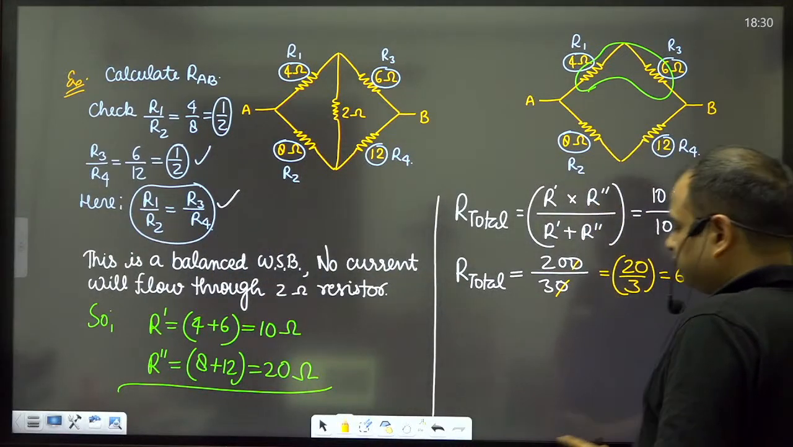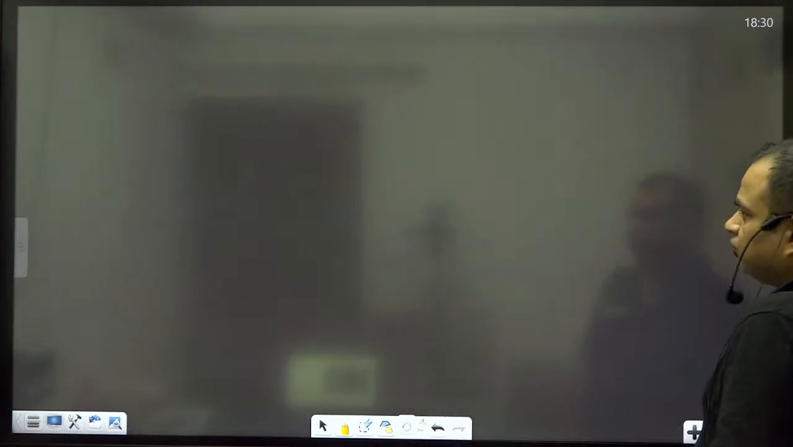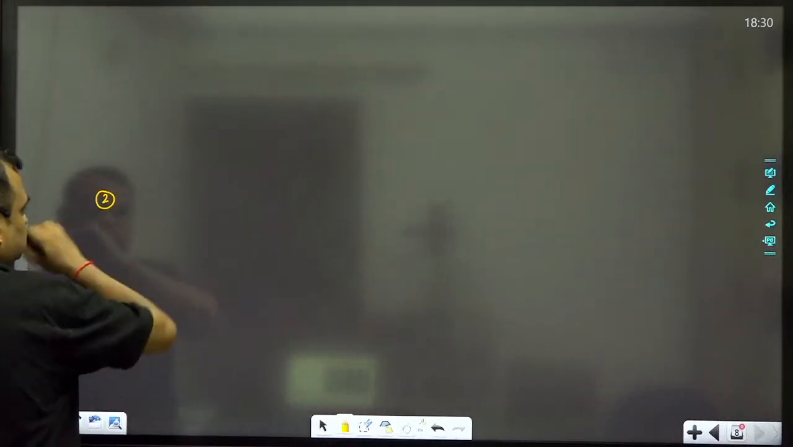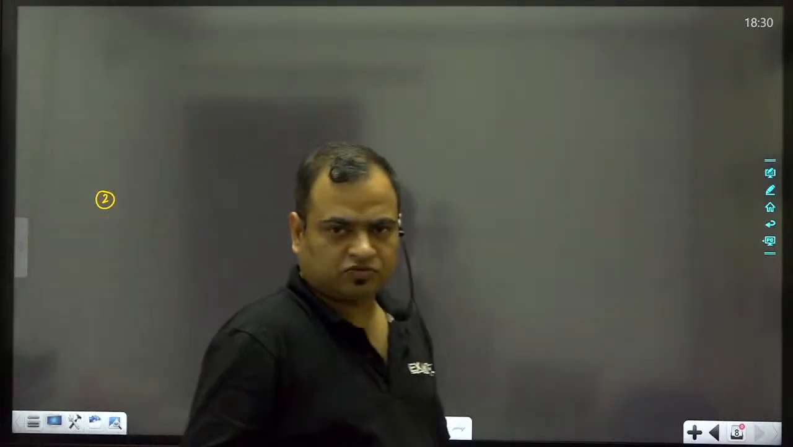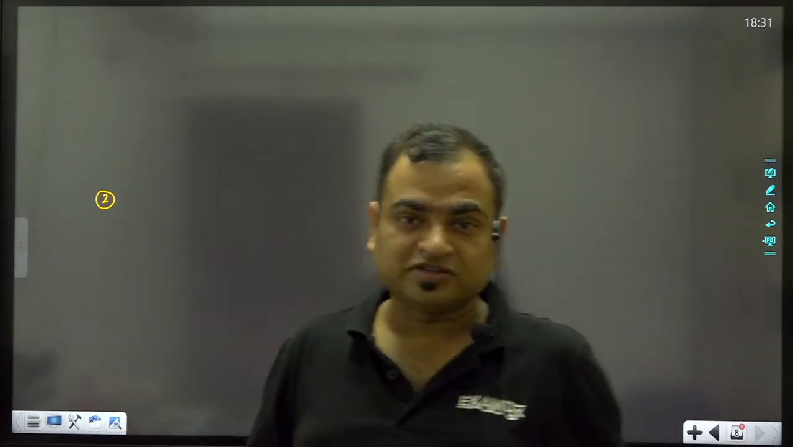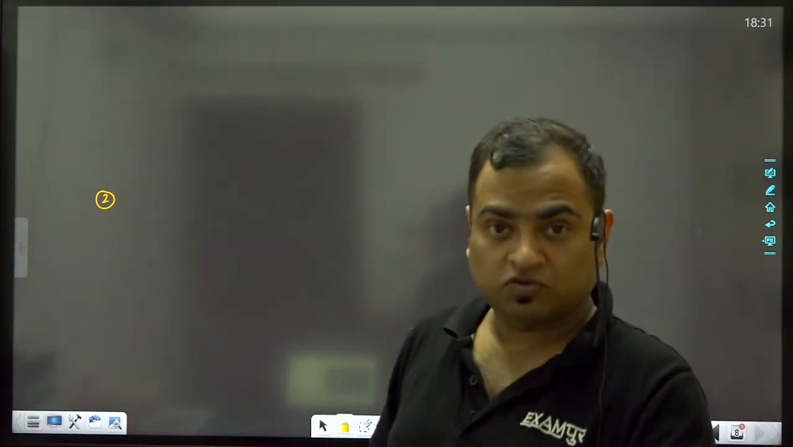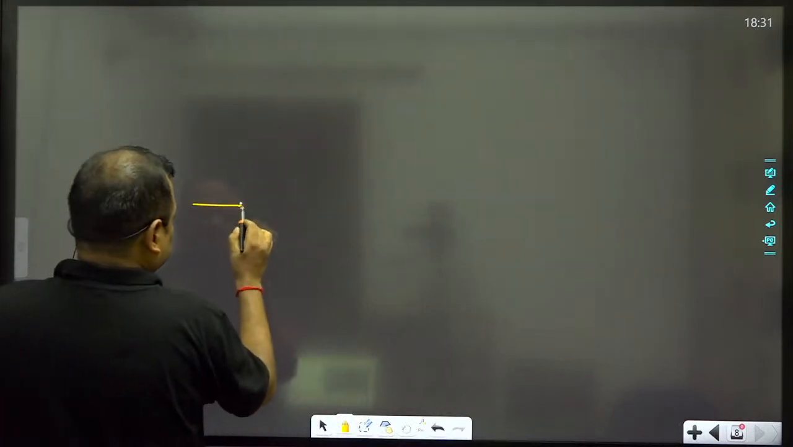So guys, this was the question. Now we will move to another question. Another question based on the Wheatstone bridge is like this, where you will be very confused about whether it is a Wheatstone bridge or not. Okay, so just see.